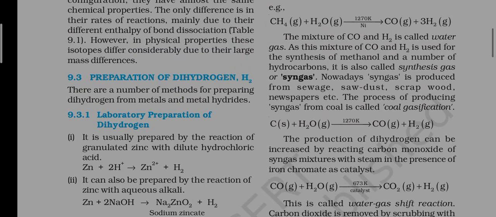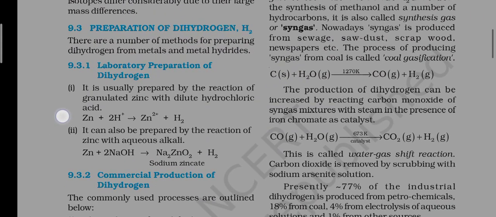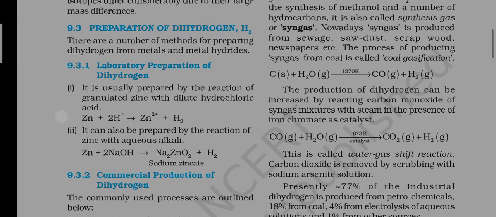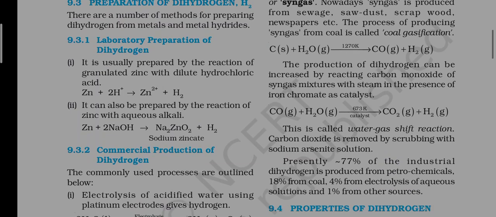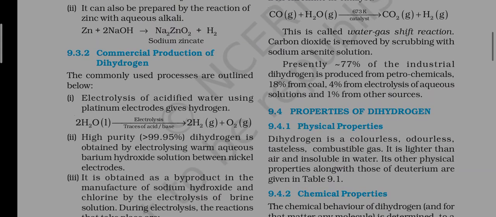Next topic is preparation of dihydrogen. The first method to prepare dihydrogen is laboratory preparation of dihydrogen. It is usually prepared by the reaction of granulated zinc with dilute hydrochloric acid, and it can also be prepared by reaction of zinc with aqueous alkali. Next, we can prepare it commercially. The common processes are outlined below.